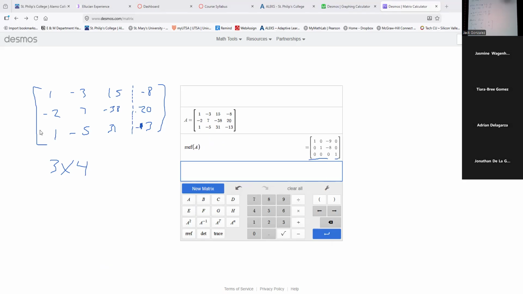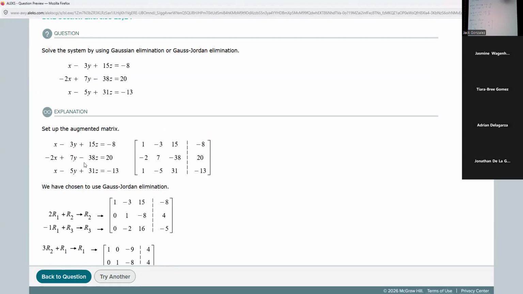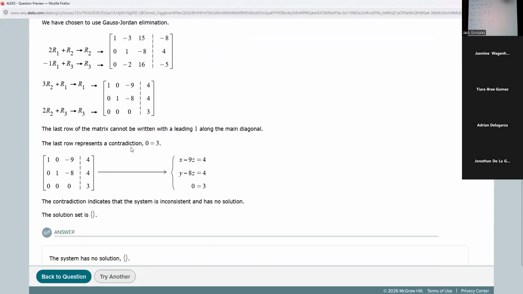So let's look at the question. So they change it to matrix form, and then they solve it using row operations by hand, but we jump straight to here thanks to the calculator. And then they find out there's no solution because of this. Just so happens.